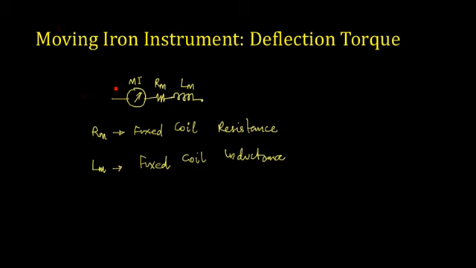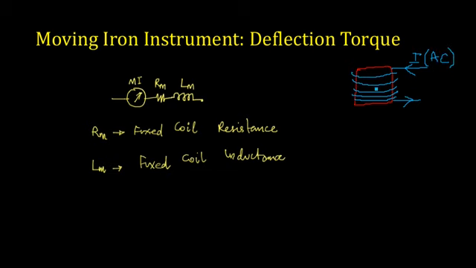Now you can represent your moving iron instrument something like this. The instrument coil has a resistance, and you can associate an inductance with this particular coil. As you know, the construction is something like you have a cylinder and your coil is wound over it in this manner. So obviously, while it is carrying the current, you can associate some inductance with it, and this current can be AC or DC.